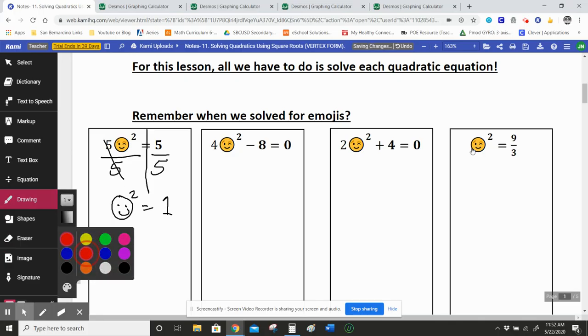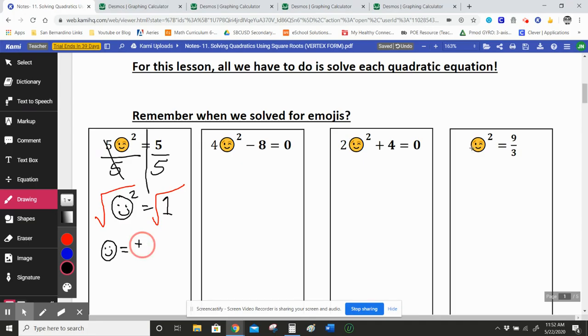Then if I want to solve this by getting rid of that square, I have to take the square root of both sides. Just a reminder, whenever you take the square root of something, there are actually two different versions: the positive and the negative of that number.